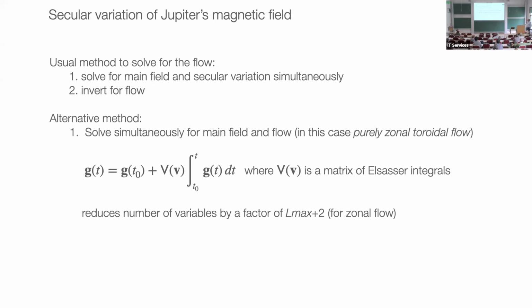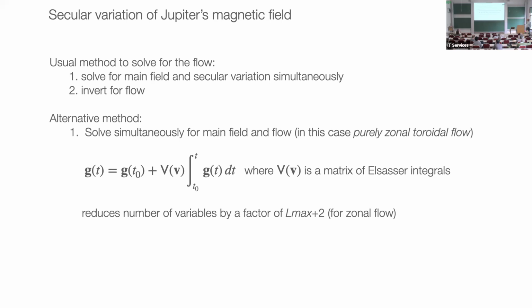However, it's not at all clear that we have adequate resolution in time to solve for all 200 odd coefficients that would describe the secular variation. So instead, we're going to take a different approach in which we effectively miss out the step of solving for the secular variation, and we solve simultaneously for the main field and the flow that best produces the changes in the field that are demanded by the data.